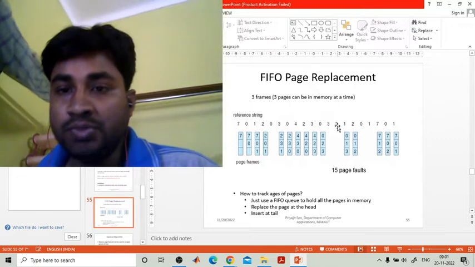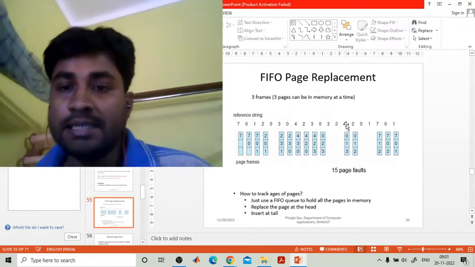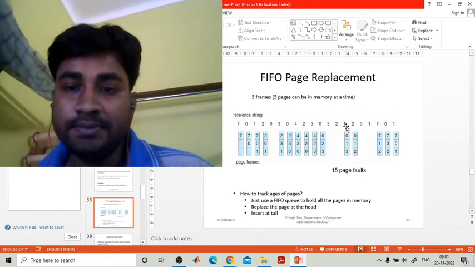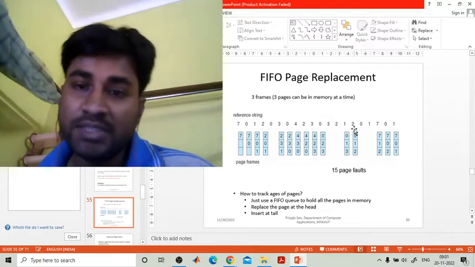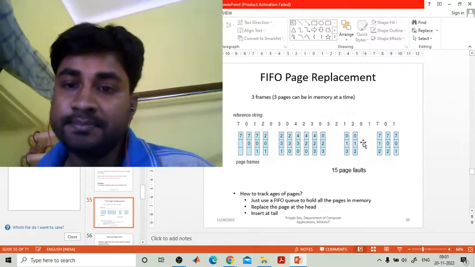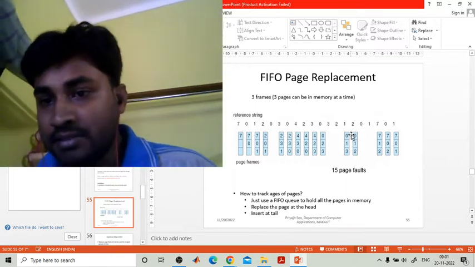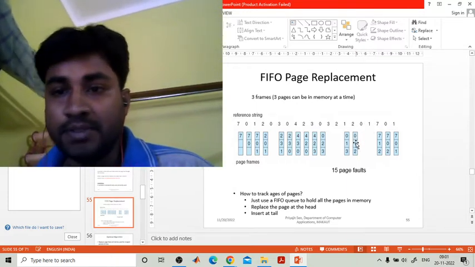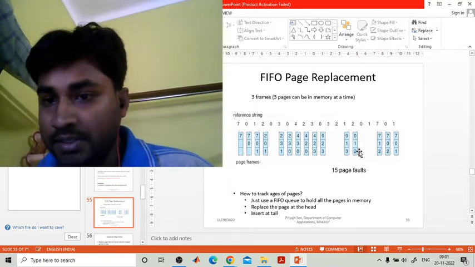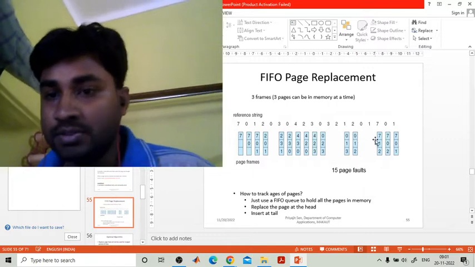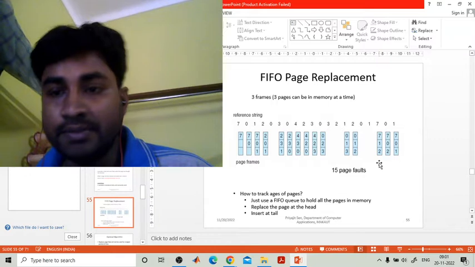Okay, then 3 2, these are present here, so these will not be a page fault. Next, 1 is coming, so 1 will be replaced with 2. So 0 1 3. Okay, then 2 will be replaced with 3. Yes, 0 1 2. Now 0 and 1 are present already here, so this will not be a page fault. Then 7 is coming, so after 2, 0 will be replaced here, so 7 1 2. In place of 0 we are keeping 7 here, 7 1 2.